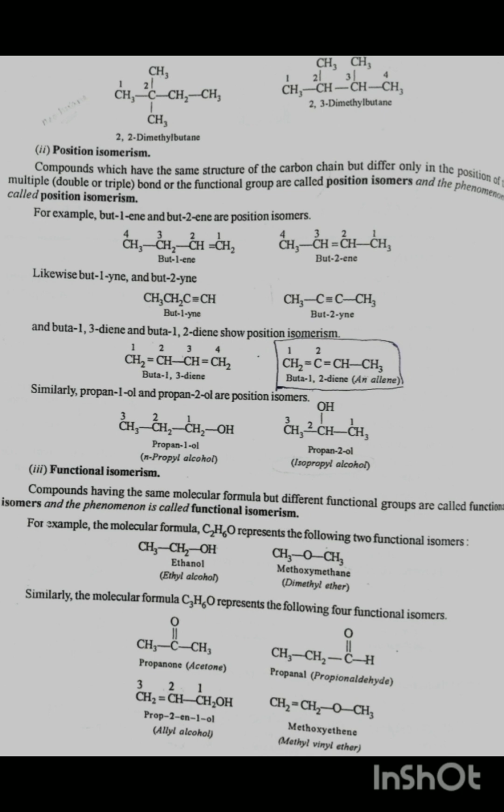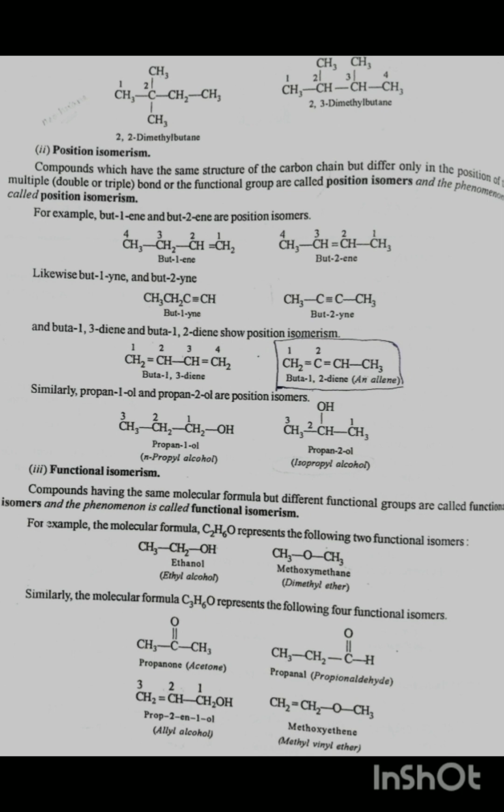Position isomerism. Compounds which have the same structure of carbon chain but differ only in the position of multiple double or triple bonds or the functional group are called position isomers, and the phenomenon is called position isomerism. For example, but-1-ene and but-2-ene are position isomers. Likewise, but-1-yne and but-2-yne are position isomers, and buta-1,3-diene and buta-1,2-diene show position isomerism. Similarly, propan-1-ol and propan-2-ol are position isomers, like n-propyl alcohol, propan-1-ol, and isopropyl alcohol, propan-2-ol.